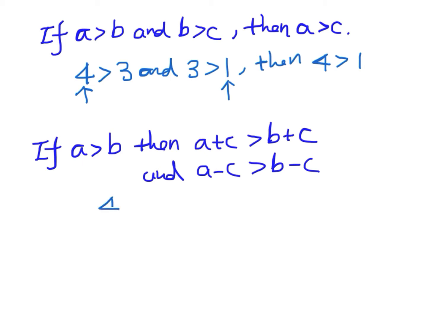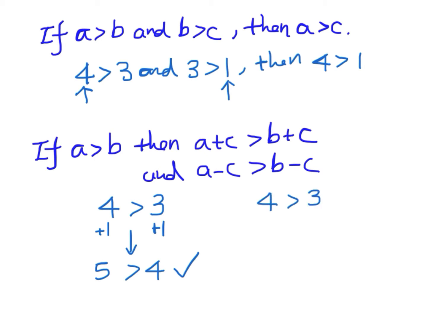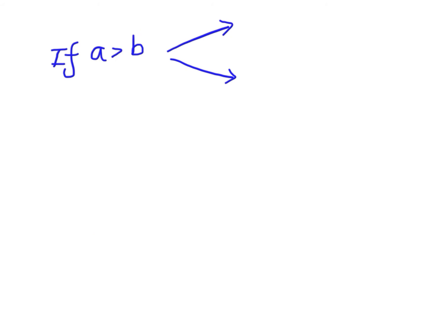If, again, 4 is greater than 3, if we add 1 to both sides of the inequality, then this will become 5 is greater than 4, and this inequality is still correct. And what if we subtract the same number? Let's say if we subtract 2 from both sides, then we have 2 is greater than 1, and this is still okay. And the third rule will be on multiplication.